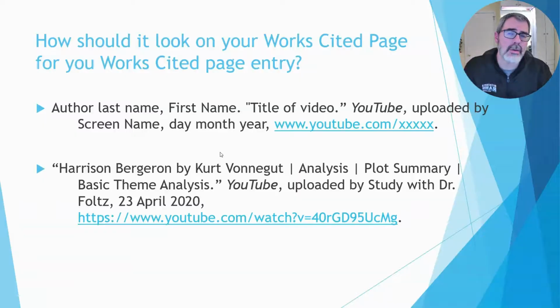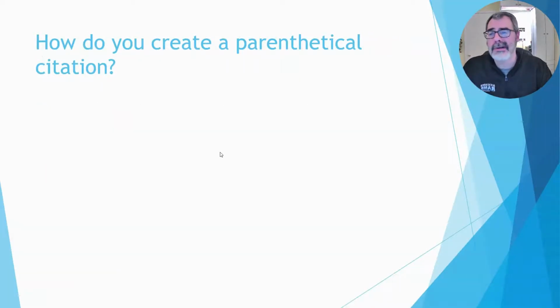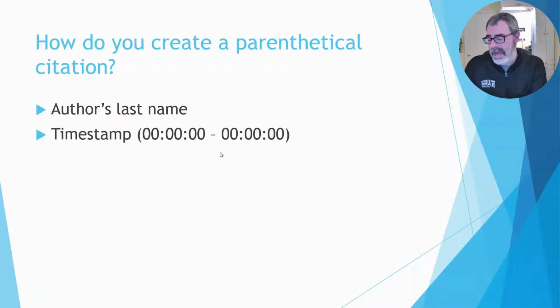So after you have this entry done, how do you create a parenthetical citation? Well, grab the author's name and then grab what we call a timestamp. I'll talk about both of them right now. Of course, if you don't have the author's name, you're going to do something else, so we'll save that.